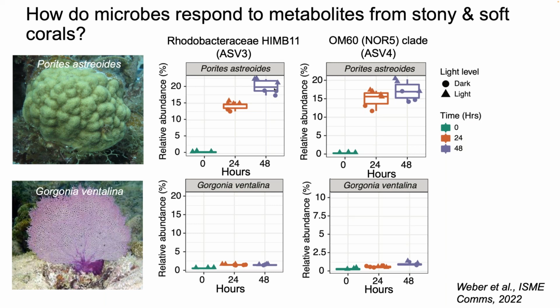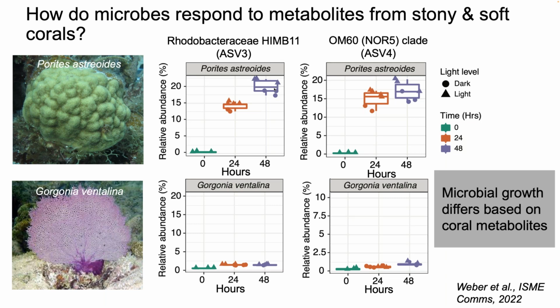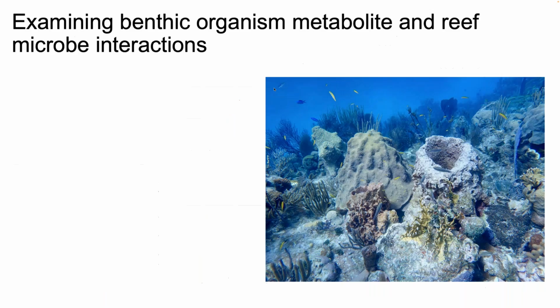So to me, this is really exciting because I always thought microbes were ruling the roost in this environment, but actually they're really responding to the metabolites that are available. It's definitely controlling their growth. So here we saw microbial growth definitely differs based on coral metabolites, and this really has pretty wide implications for thinking about a lot of processes and interactions on reef, including related to pathogen recruitment and disease.